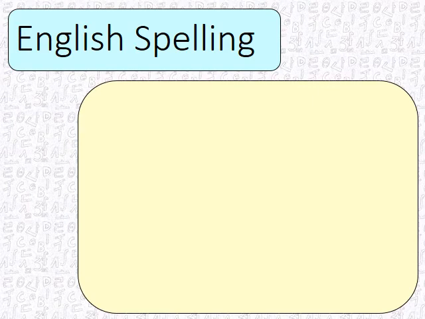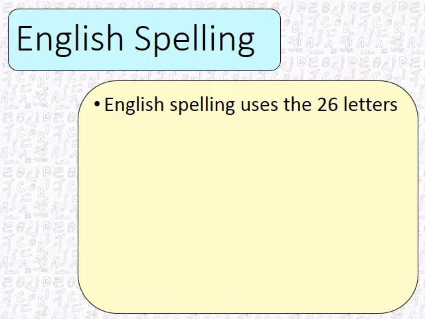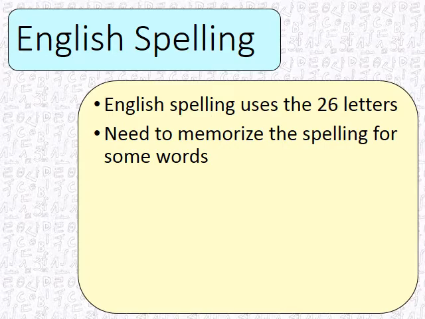First of all, let's look at the English spelling and how it can affect pronunciation. English uses just 26 letters to create the 44 sounds in English. Because of this discrepancy, we need to spend a long time memorizing the way words are spelled, since not all the spellings make sense.